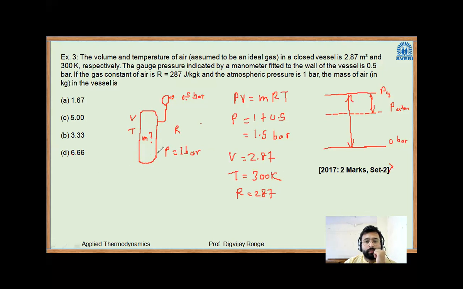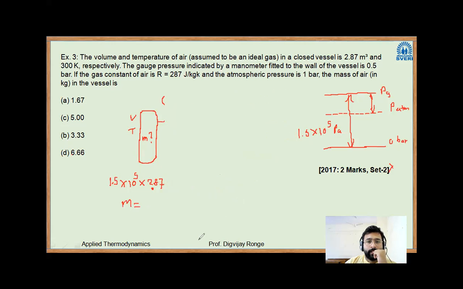So I will put this into that equation. 1.5 bar. Again, bar I have to convert into Pascal. So this will be 1.5 into 10 to power 5 Pascals. So 1.5 into 10 to power 5 into volume 2.87 is equal to M, which is unknown, into 287 into 300. So calculate mass, a very simple example. Calculate mass.